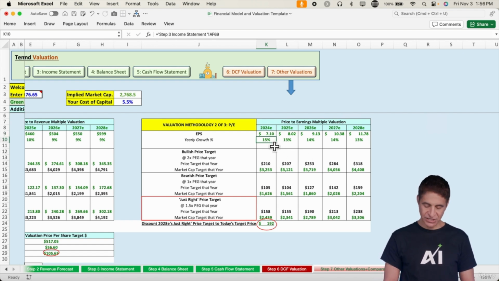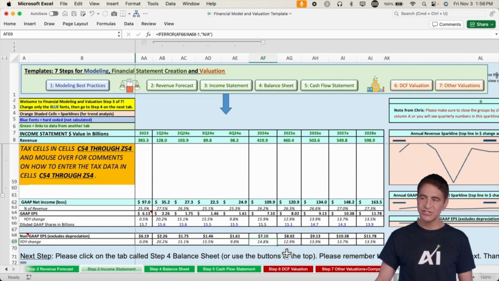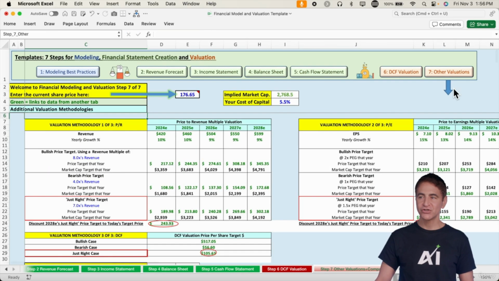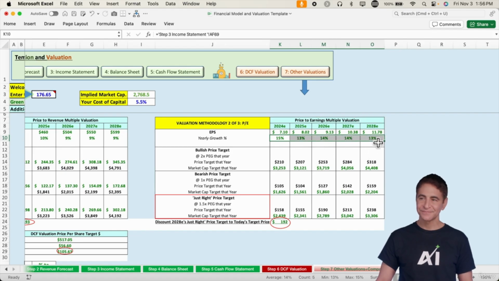And this 15%, let me show you. It's right down here. See, 15% down here. Then we got 13%, 14, whatever it is there. So these numbers here, the year-over-year earnings change, is going to be reflected right here. And it's green because it's being pulled from those other tabs.